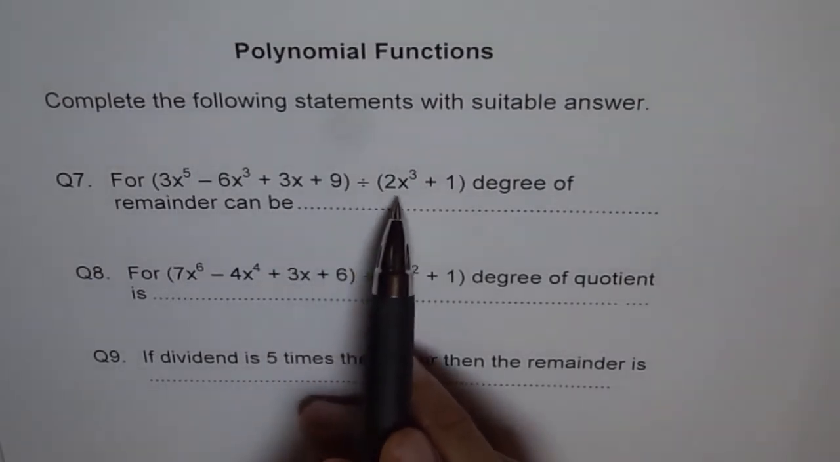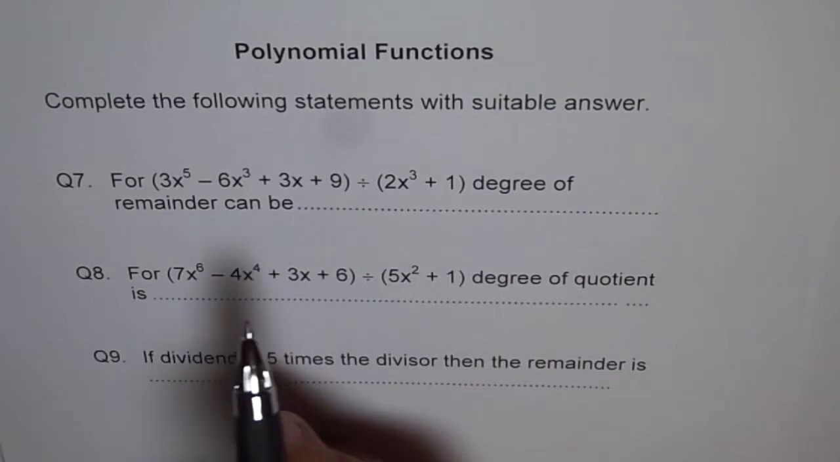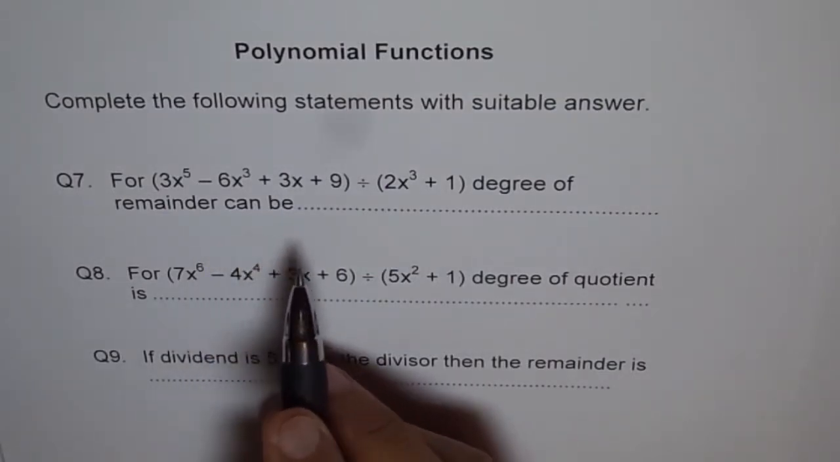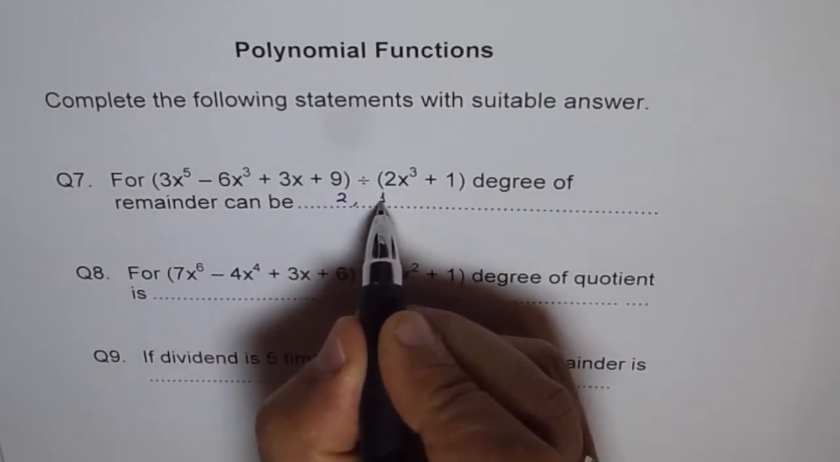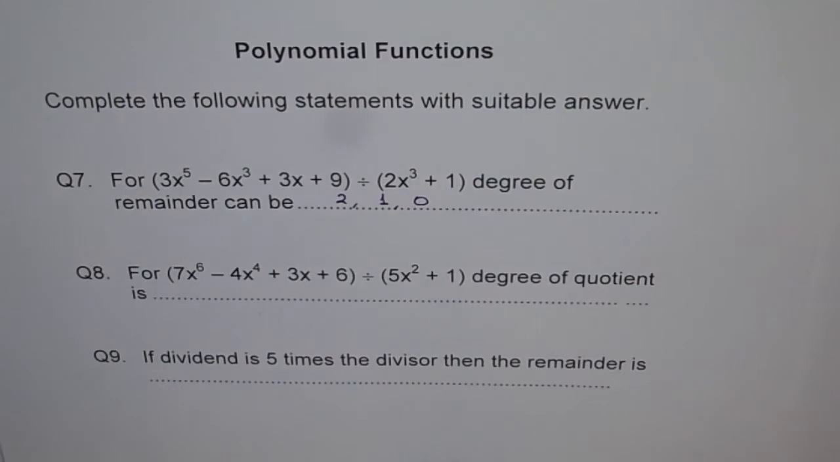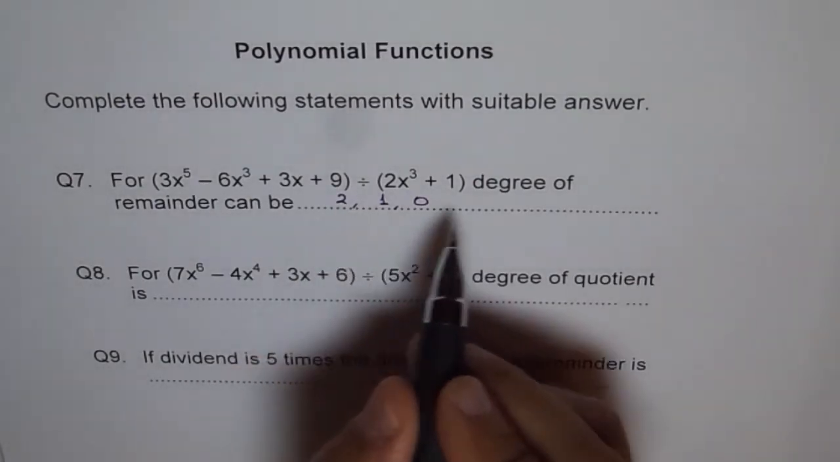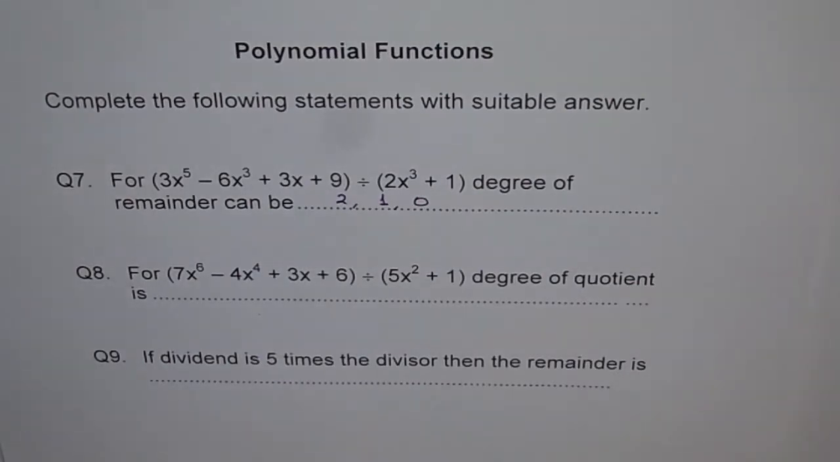Since we are dividing by 2x cubed, the degree of remainder has to be less than 3, right? So the degree of remainder can be 2, 1 or 0. 0 means constant. Do you understand? Degree I'm talking about. The degree of remainder can be 2. It could be a quadratic equation as a remainder.